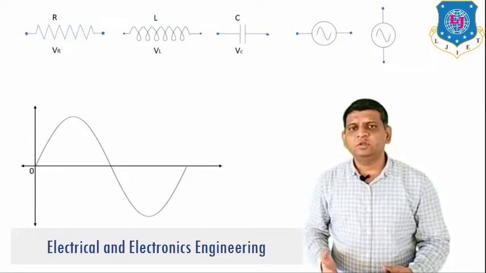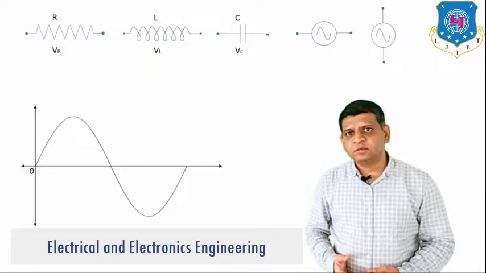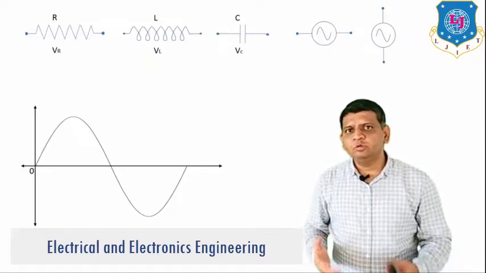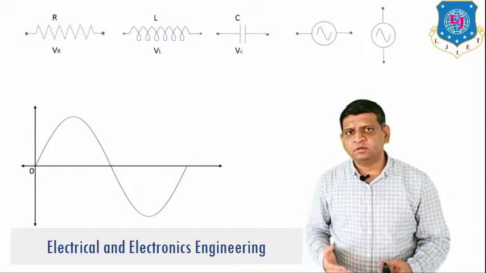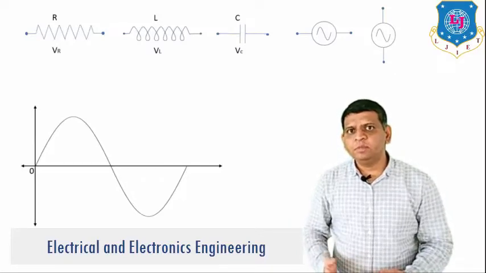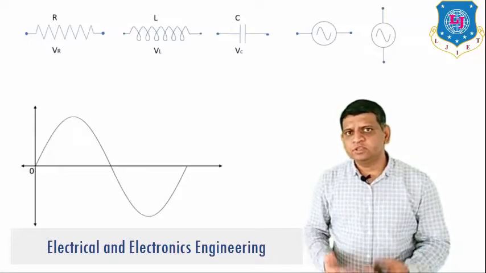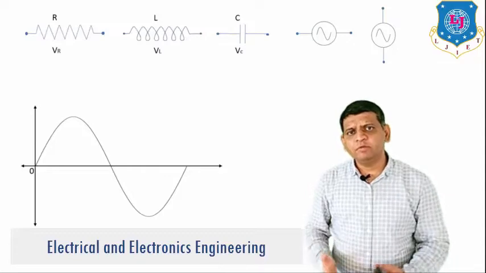We just need to compare what we have learned in DC circuits, where you learned about the basic components: resistance, inductor and capacitor. You applied the DC source and checked the behavior of resistance, inductor and capacitor in various situations. Now the same thing we have to do here.